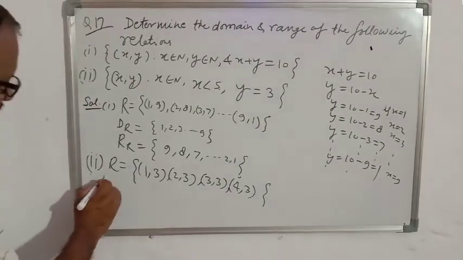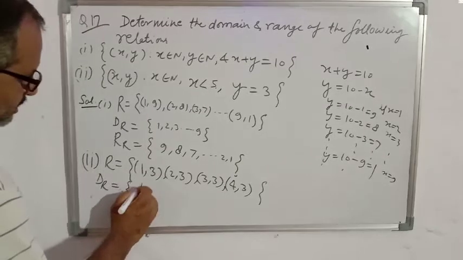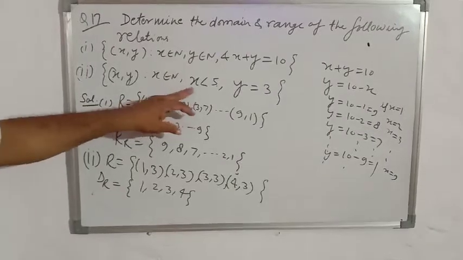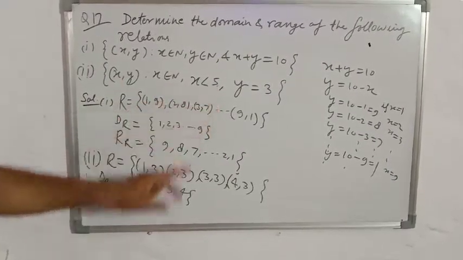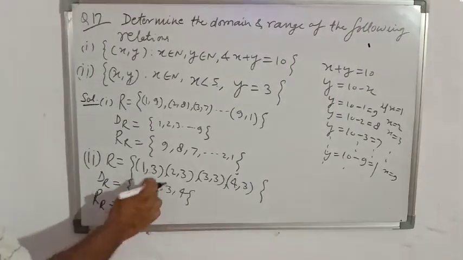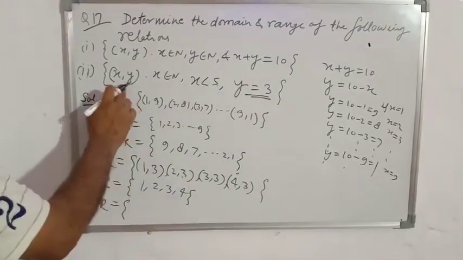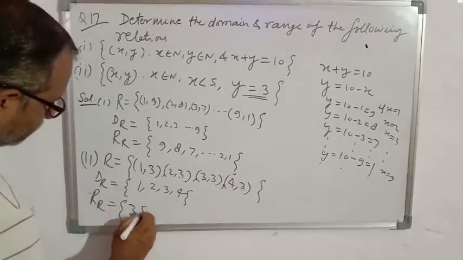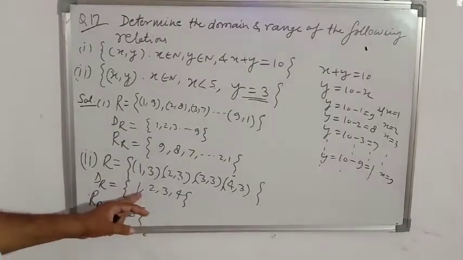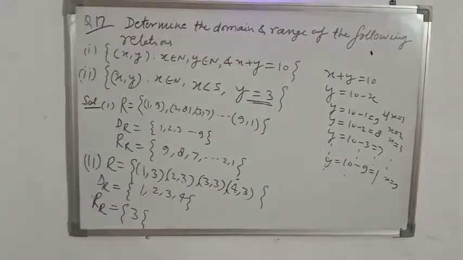What is the domain? The domain of the relation is the collection of first components. First component means 1, 2, 3, 4. The value of x will give the domain and x is less than 5, which means 1, 2, 3, 4. And the range of the relation is the collection of second components. The second component is always 3. Y is 3, it is constant, so the range will be only one element, that is 3. Every element is related to 3. So the range is 3 and the domain is 1, 2, 3, 4. In this way we can find the domain and range.